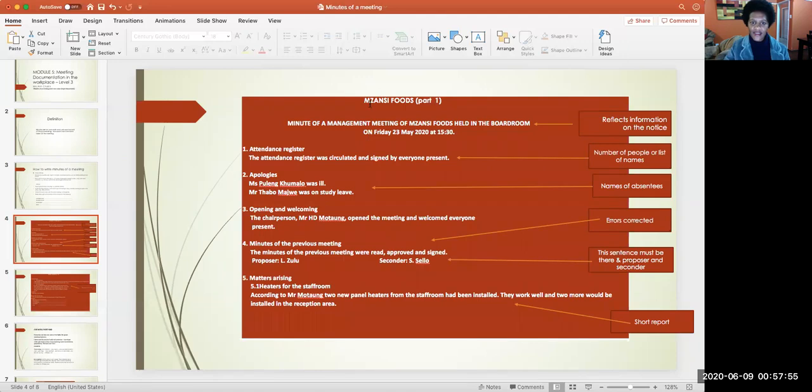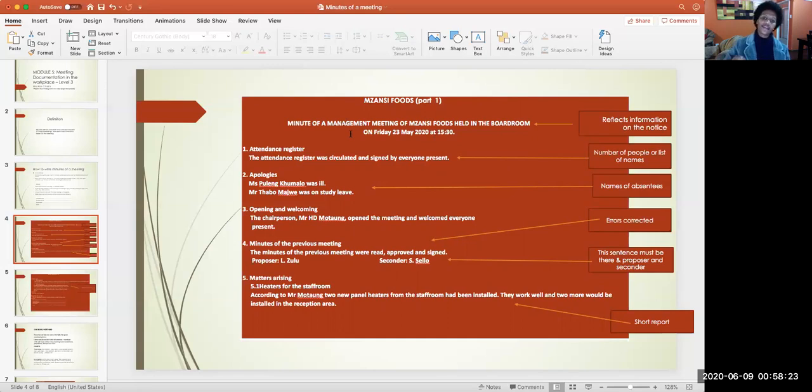This is it, Mzansi Foods. In our case, this is the organization's name. And then you also need to reflect the information on the notice. All the notices that we've covered indicated where the meeting is going to be, the dates, and also the time. So with the minutes as well, you have to mention where this meeting was held.